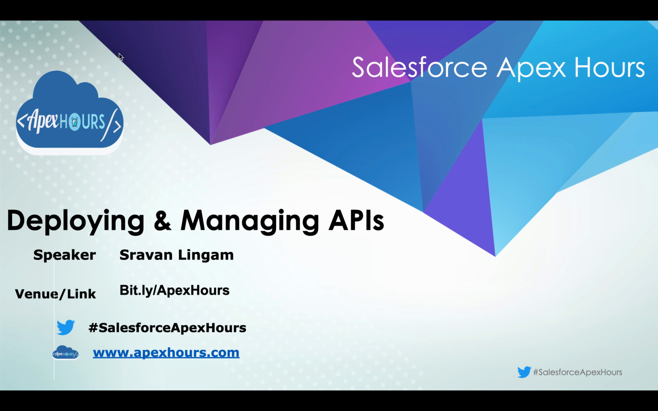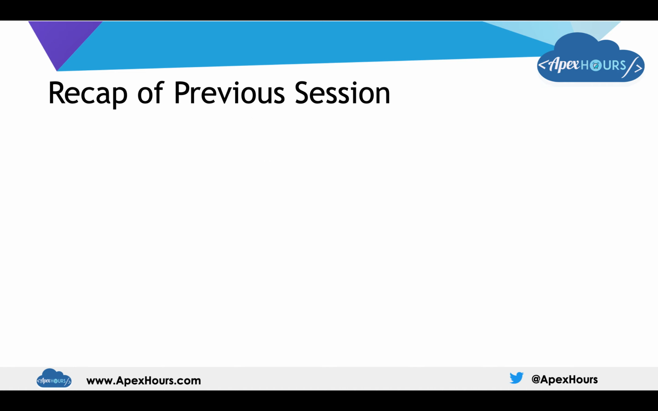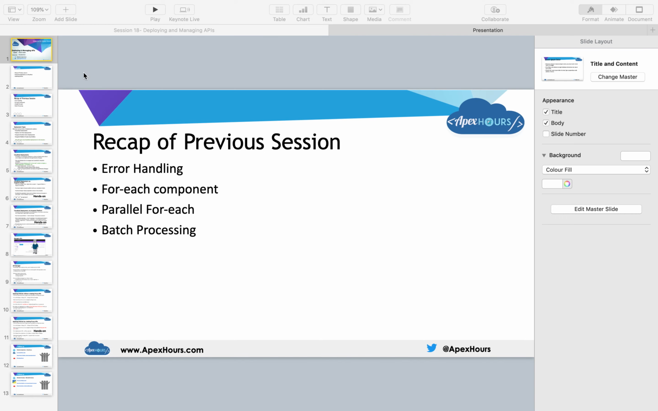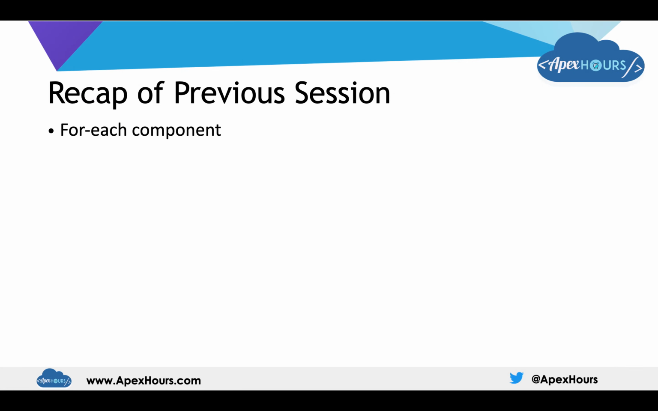So today's agenda is a recap of our previous session, deploying the API application on Cloud Hub, and then applying the policies. In our previous session we saw the For Each component, Parallel For Each, and batch processing. So please do hands-on to understand more.